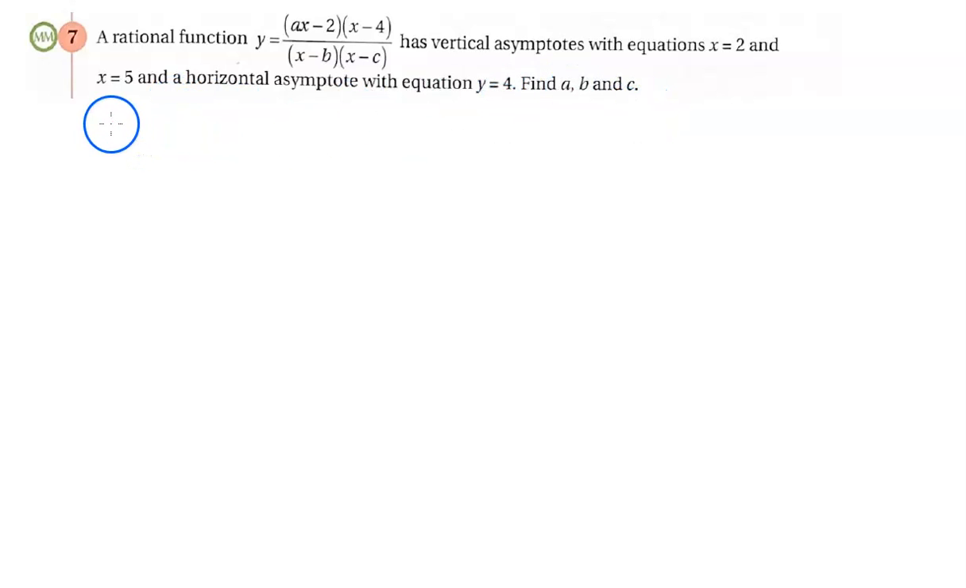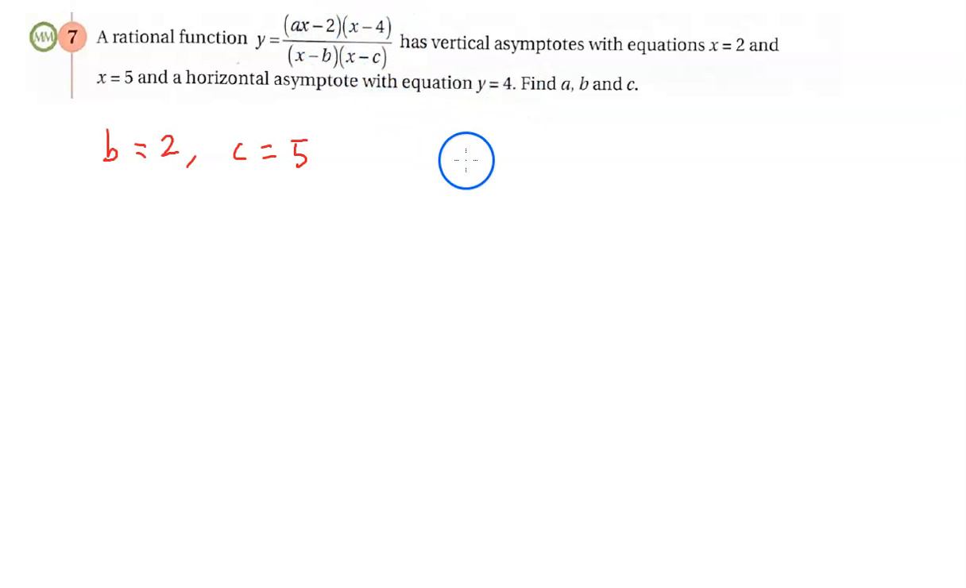Very easy. b equals 2. c equals 5. Because the denominator equaling 0 is the only way we can get the vertical asymptotes. And then lastly, we're told the horizontal asymptote has equation y equals 4.